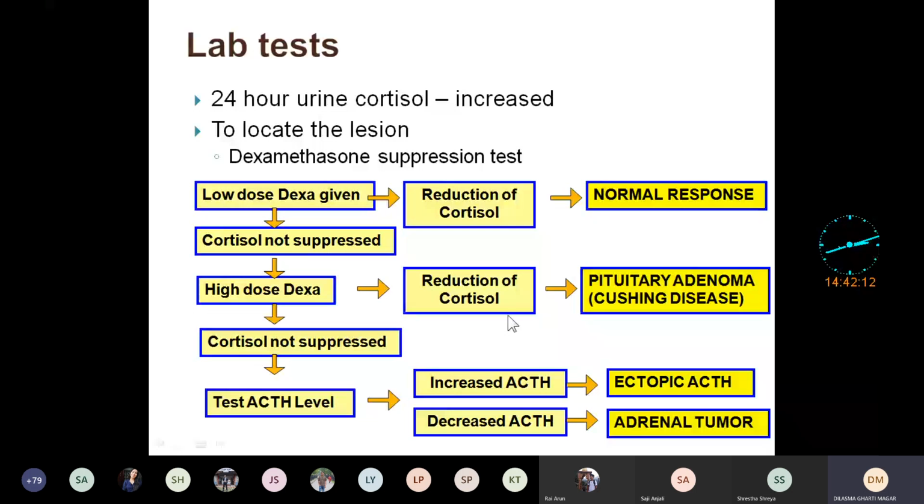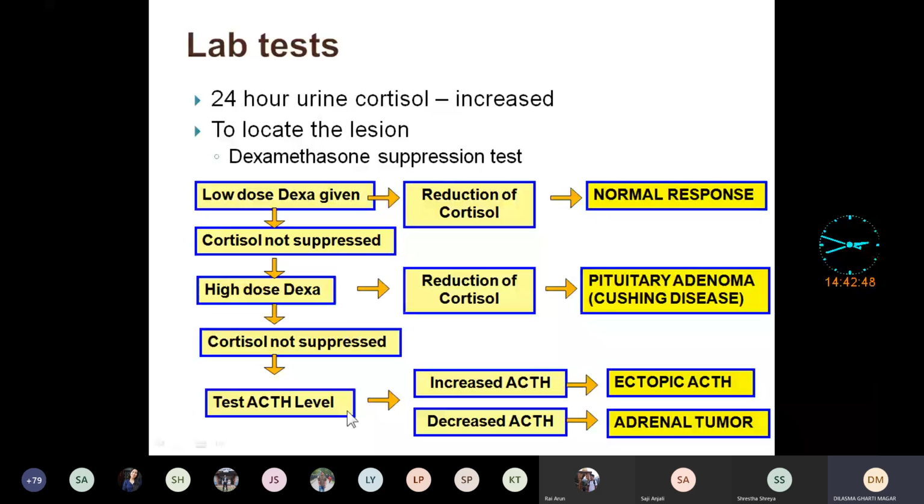This is Cushing's disease, isn't it so? In case of ectopic ACTH or an adrenal tumor, even with the high dose of dexamethasone, the cortisol is not suppressed. Understood here? Even with the low dose and even with the high dose, the ectopic tumor producing ACTH, or the adrenal tumor releasing the hormone, will not be suppressed. Now we want to identify the location of the tumor. That's why we can do the ACTH test.